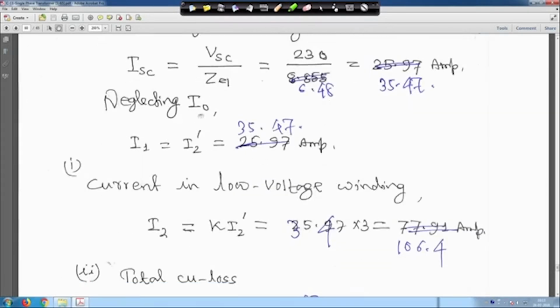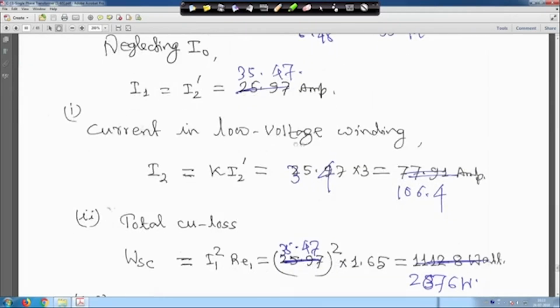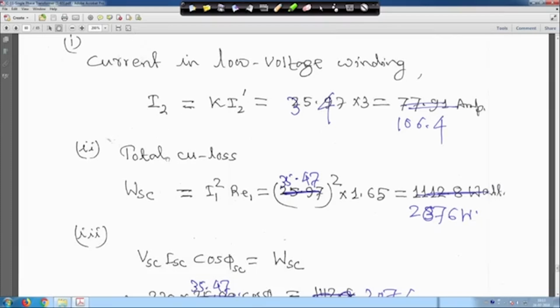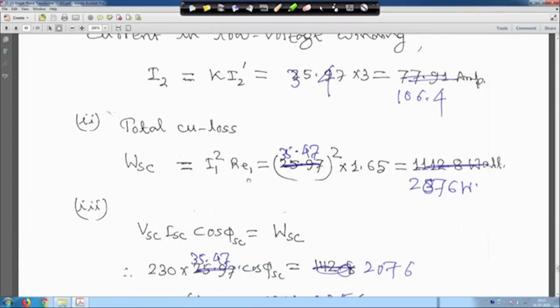Now, we are neglecting I0, right. So, if you neglect I0, then from the transformer we have seen I1 is equal to I2 dash, the same current, 35.47 ampere. Now, for the current in the low voltage winding, using the transformation ratio, I2 is equal to K into I2 dash. So, K is 3, so it will become 106.4 ampere. Now, the total copper loss WSC will be I1 square RE1. So, it is 35.47 square into 1.65. It is coming 2076 watt, right.